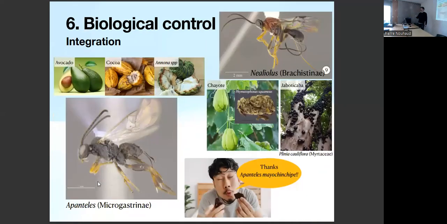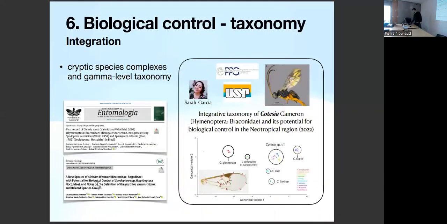Sometimes we can do the revisions, and it's interesting because there are two different cases. In the Apanteles case, there is a revision, so I could describe the species. And in the second case, there are no species at all described for Brazil, so there was no impediment for me to describe them. Okay. And the other thing about the integration of biological control is that sometimes you have to study species complexes, and sometimes they're cryptic species.